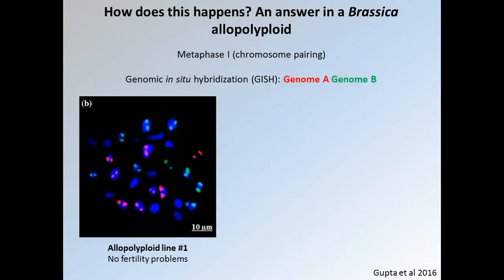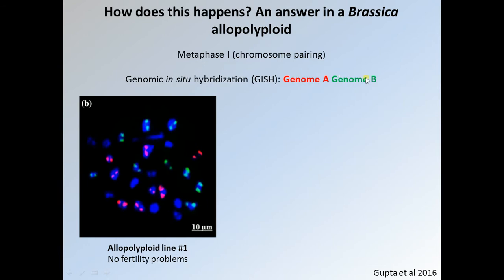And if we look more carefully at what's happening in the same example, now we are in metaphase 1, so during the time where chromosomes pair together. The technique that has been used is very old but also very useful. It's called genomic in situ hybridization. The principle is very simple. You have antibodies that have a fluorophore, so they fluoresce either green or red, and you can direct those antibodies to a specific sequence, and you can choose a sequence that is specific to one subgenome or to the other.